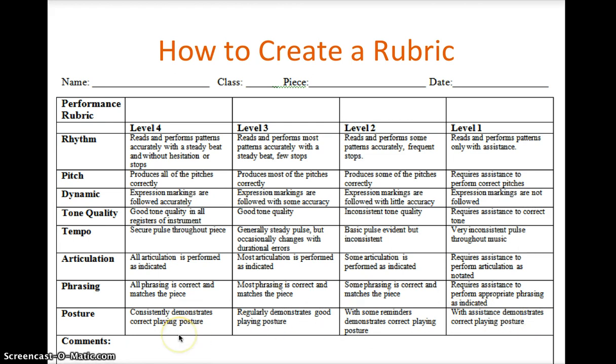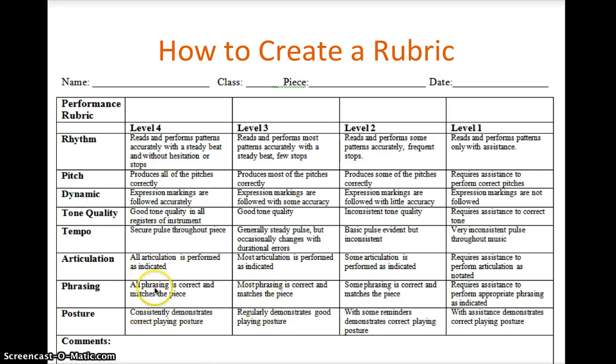Consistently means they're doing it independently consistently. Regularly means they're typically doing it, but they may need one reminder. A level 2 would be they need more than one reminder. And level 1 would be they need lots of reminders. There is no evidence of independence yet. So you'll notice that a lot of the words stay the same, such as demonstrates correct playing posture. That stays pretty much the same, but then you change the word to begin.